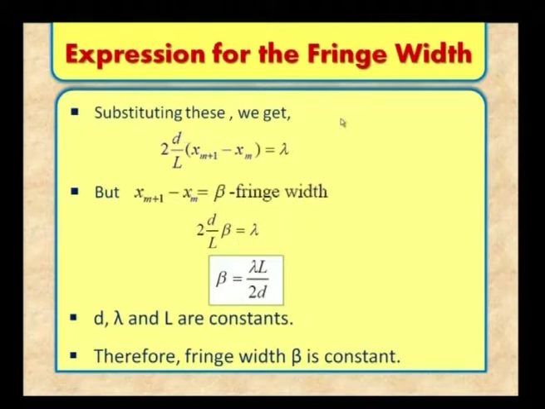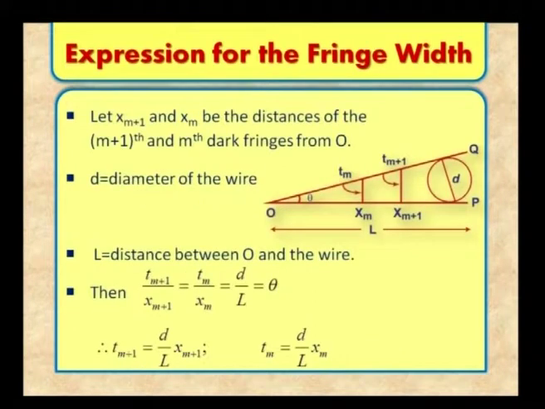So the important expression: what is the expression for bandwidth? Beta will be lambda, that is the wavelength of the sodium vapor lamp, multiplied by L divided by 2d. What is L? L is the distance that separates the end point of the two glass plates and the place where you got the wire. L is known, you can measure it. It will be of what magnitude? It will be 5.7 centimeter, in centimeters. L can be measured.